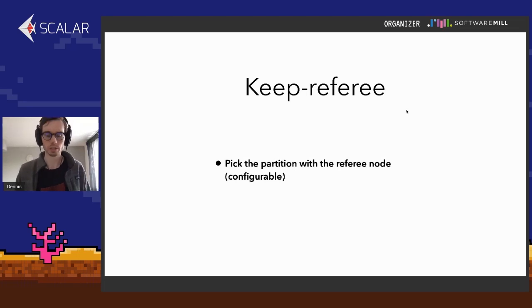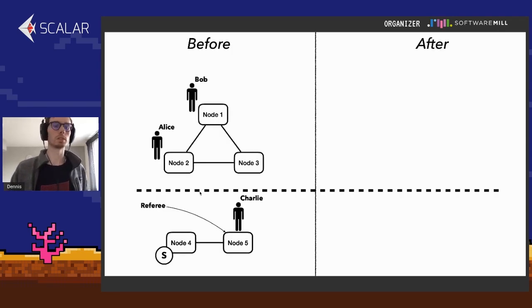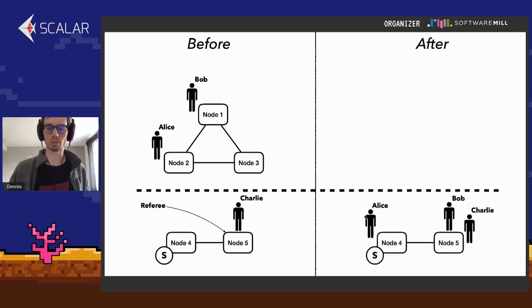Finally, keep referee. Keep referee is kind of the equivalent of static quorum, where now it's a node that you configure that will be the one that will survive. So in this case, you give the address of the node in the configuration, and you would have given the address of node 5. This partition can reach node 5, it's here. So this side will survive, and the other one will kill itself.